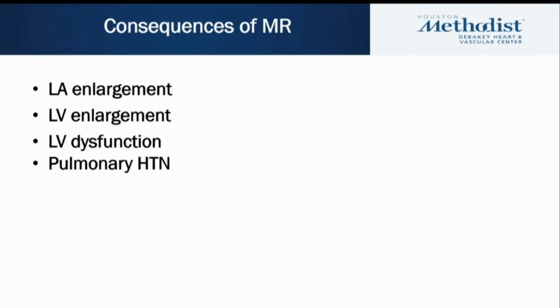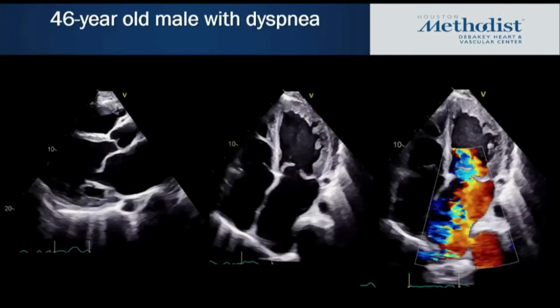After you've determined the mechanism and the severity of mitral regurgitation, things to look for include consequences of a significant lesion. And these include left atrial enlargement, left ventricular enlargement, and dysfunction, in addition to pulmonary hypertension.